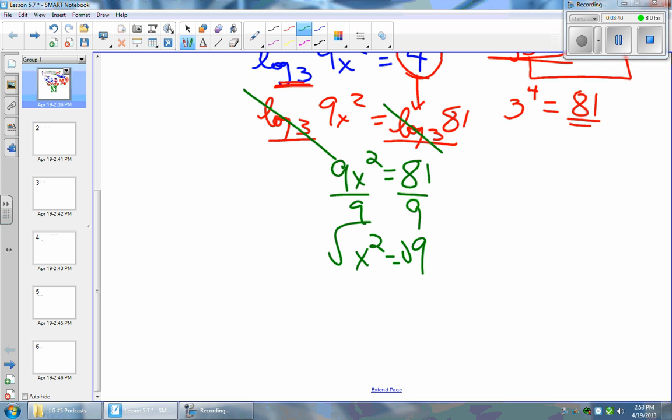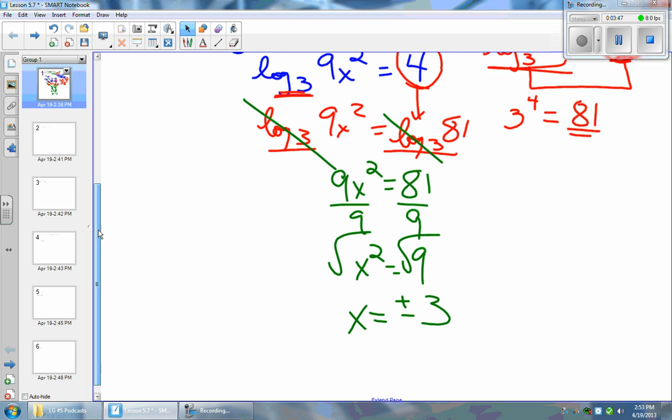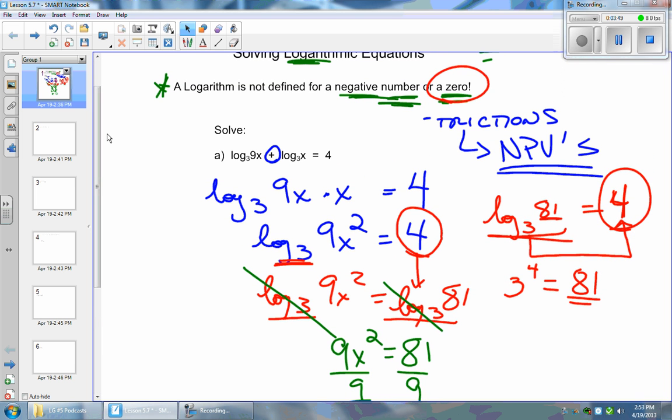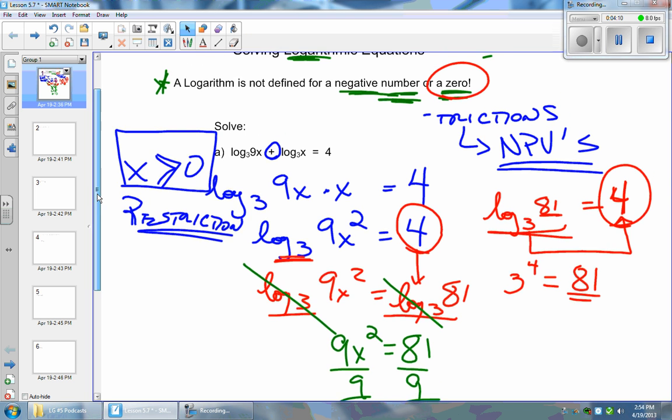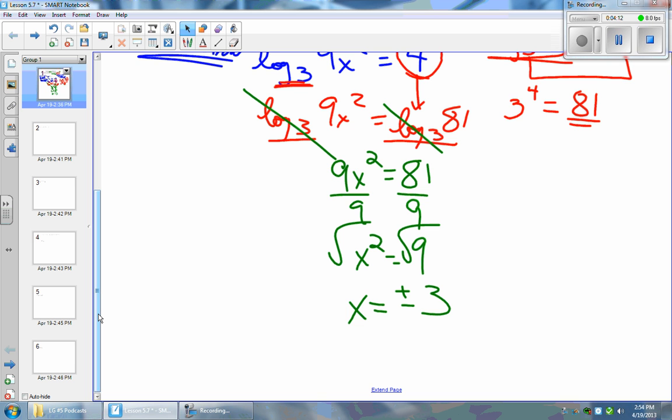Don't forget square root, x equals plus or minus 3. Now, remember the non-permissible value that we had way back here. And if you want, you can back up the podcast and look for it. I'm just going to tell you that x had to be greater than 0. That was a non-permissible value, or in this particular case, what we call a restriction. So a restriction on our x is that it's got to be greater than 0. Well, take a look at our answer all the way down here. Our answer down here said plus or minus 3.